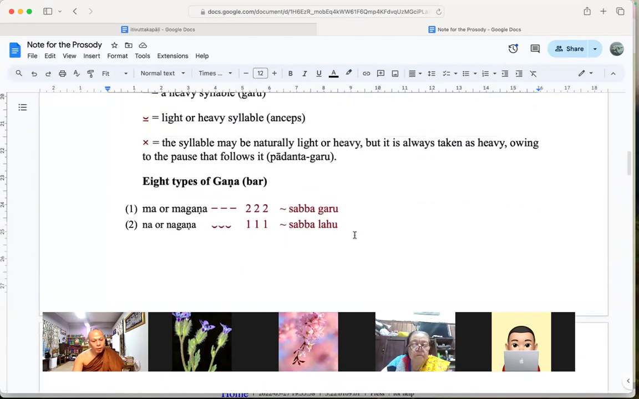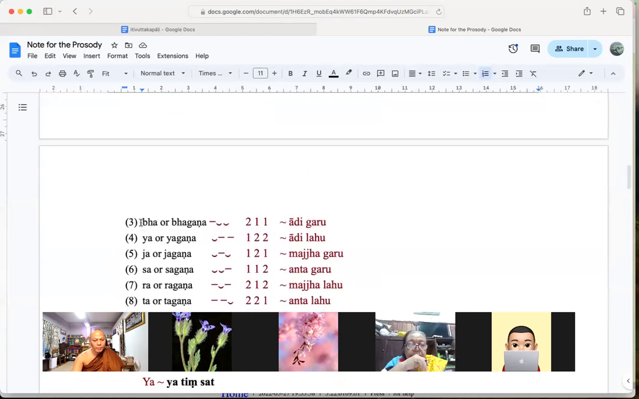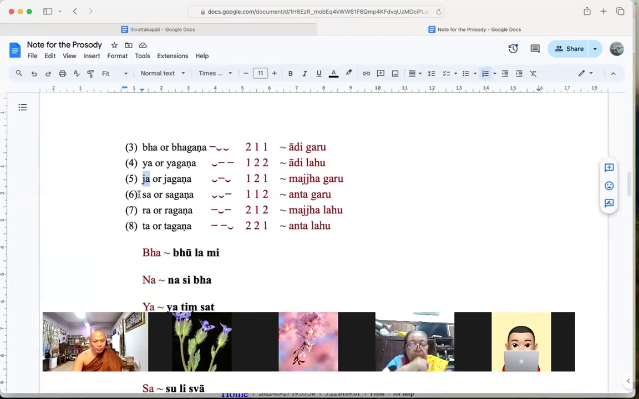Okay, now this one is a bit important. So, 8 types of Gana. That is a kind of rule also. We have the 8 Gana, or 8 bars. Those are Ma Gana and Na Gana, and Ba Gana and Ya Gana, Ja Gana, and then Sa Gana, Ra Gana and Ta Gana.